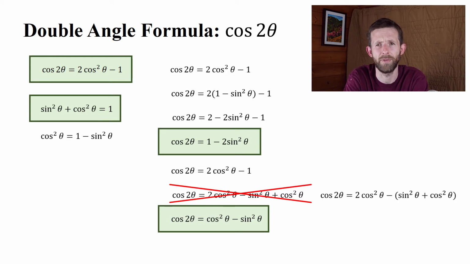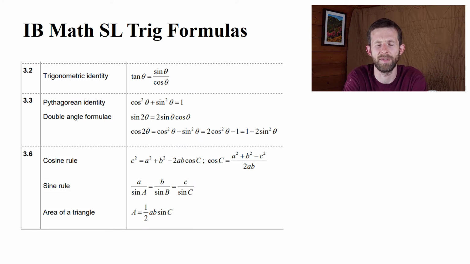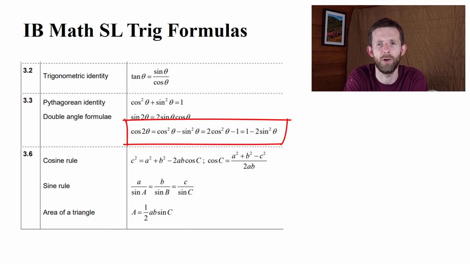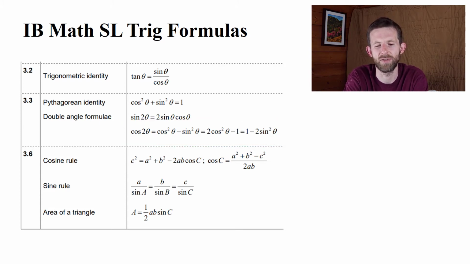And all 3 of those can be used depending on the situation. In fact, the IB Math SL trig formula sheet has all 3 of those formulas. So when you look at the double angle formula, and it's written kind of funny, cosine of 2 theta is cosine squared of theta minus sine squared of theta, which is the same as 2 cosine squared of theta minus 1, which is the same as 1 minus 2 sine squared of theta.